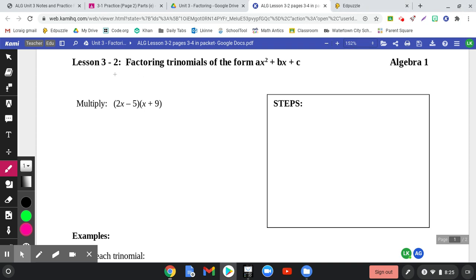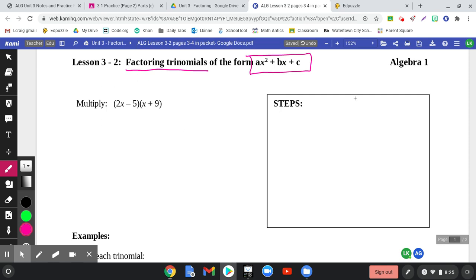I'm not going to lie, this next lesson and the next couple of videos are going to be a little bit tricky. All right, we're factoring trinomials, which look like this, where A, B, and C are all numbers. Basically, it's the answer to a question like this.